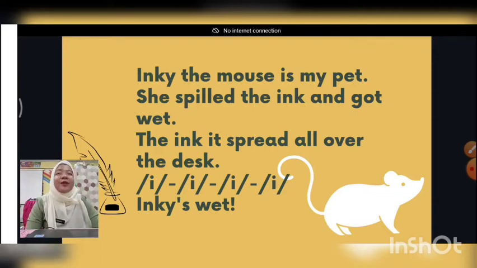Inky the mouse is my pet. She spilled the ink and got wet. The ink gets spread all over the desk.